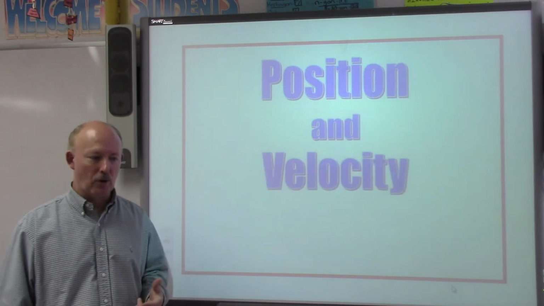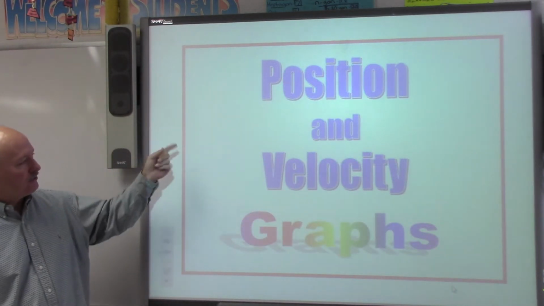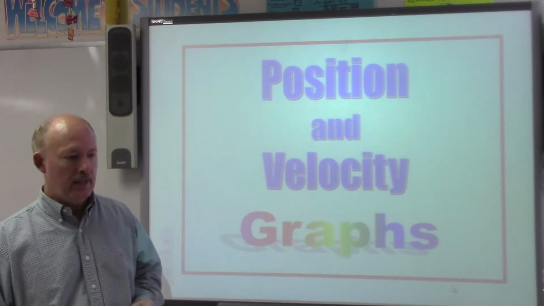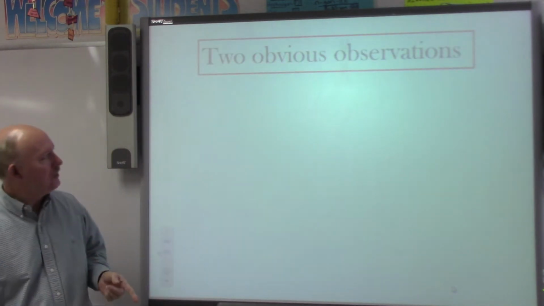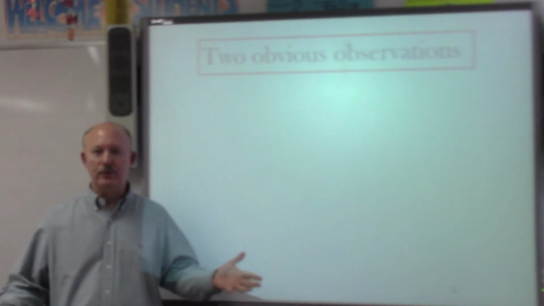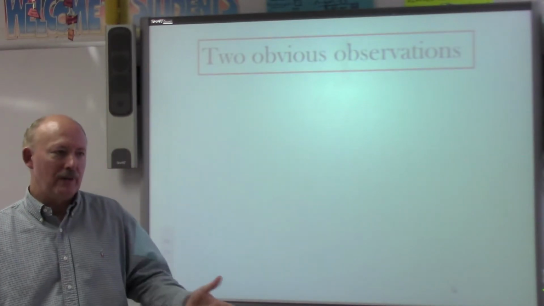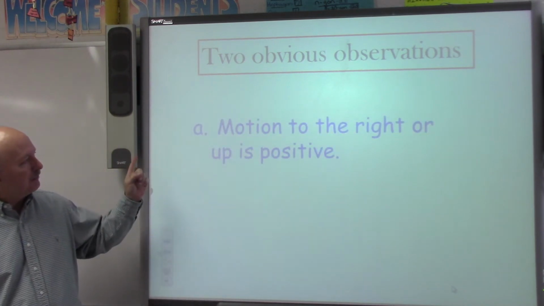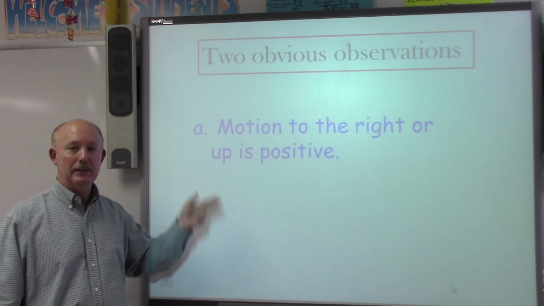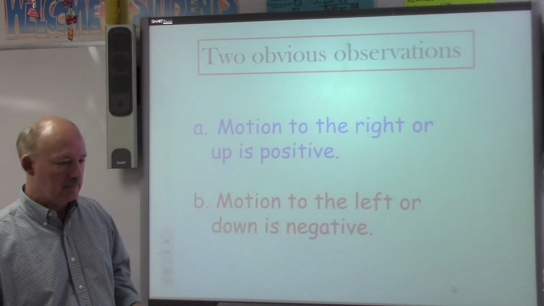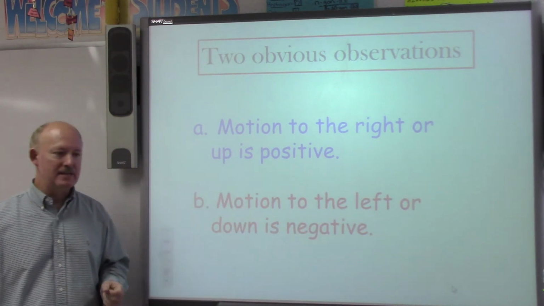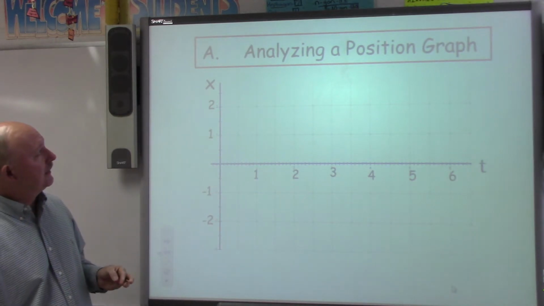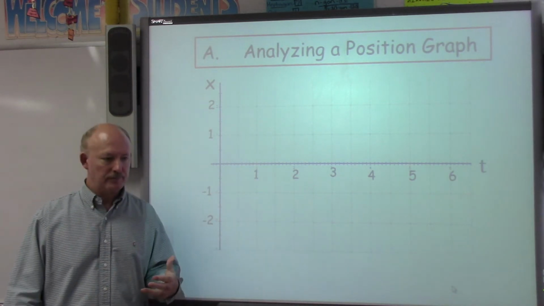Now let's take a look at a couple of graphs. We'll look at a position and a velocity graph over time. Let's start off with two obvious observations. This pretty much goes without saying, but I'm going to say it anyway. Number one, motion to the right or up is positive, and motion to the left or down is considered negative. So remember that. Let's start off with a position graph.